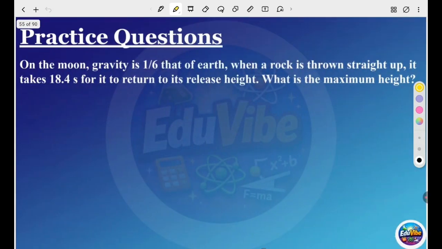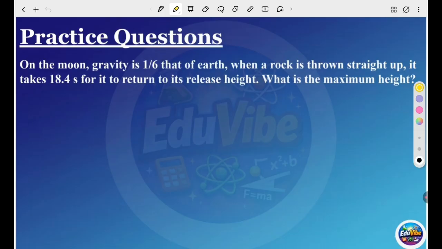So this was the last question of today's lesson. This is a tricky question, the kind of question you have to know too.